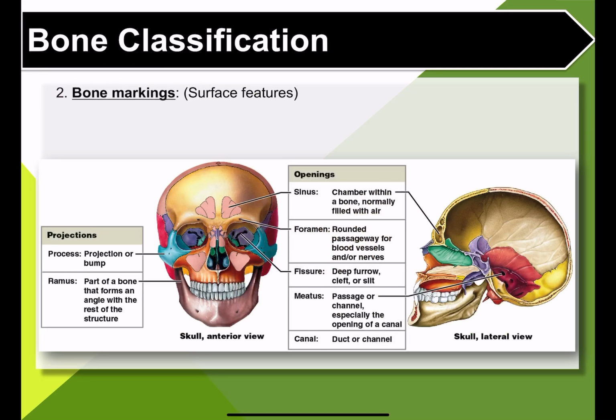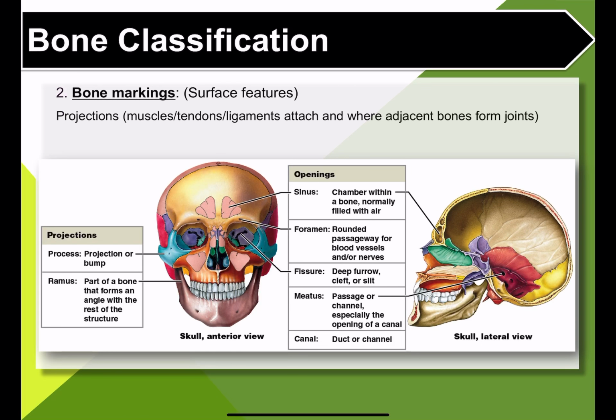Now, what I mean by bone marking versus bone is that bone markings are usually those projections. They can be projections or openings or depressions. Projections are those on the surface of the bones where muscles, tendons, and ligaments can attach, or where adjacent bones come together to form joints.